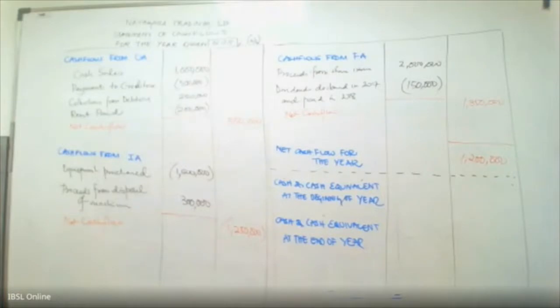Right? So 500,000 is the cost. 300,000 is the depreciation. So net book value is 200,000. But you are selling it for how much? 300,000. You are selling it for 300,000. So you will have a profit of 100,000. That is the last part. Okay. Right.